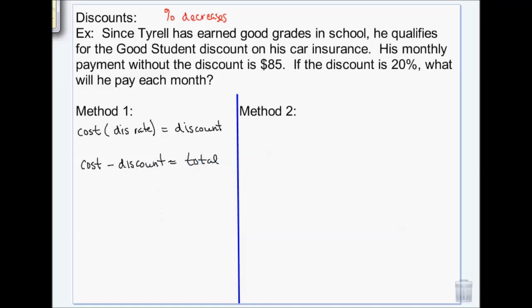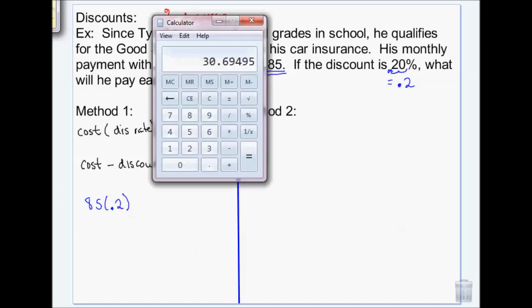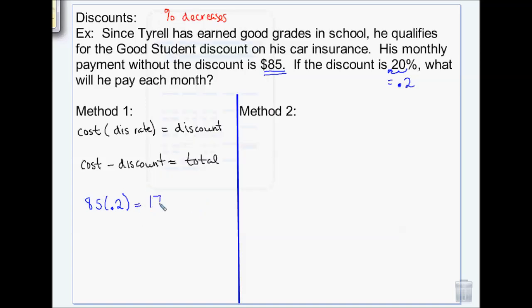Okay, so if Tyrell is getting a 20% discount, we're going to convert that to a decimal, so I'm going to move 2 places over, so that's 0.2. And he's getting his discount on his monthly insurance rate of $85. So I'm going to take that $85 and I'm going to multiply it by 0.2. And I get 17. So that's how much his discount is. And then I take that $85 and I subtract 17 from it, and his new insurance bill is $68.